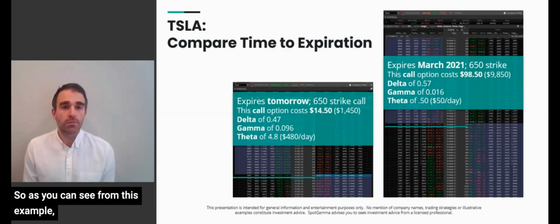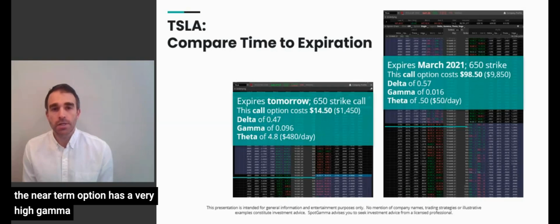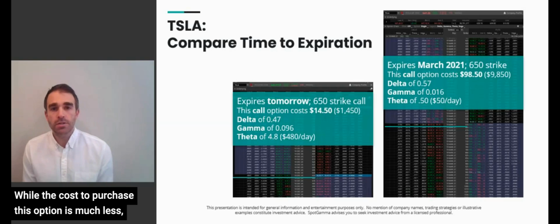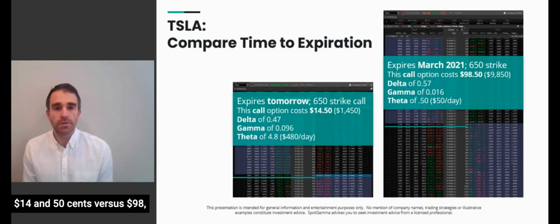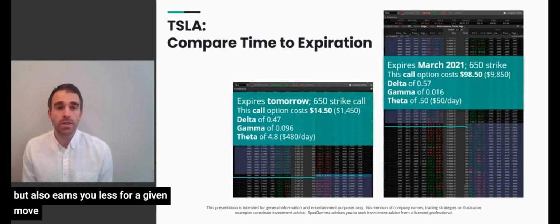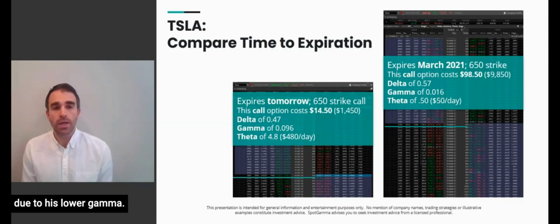So as you can see from this example, the near-term option has a very high gamma but very high theta. While the cost to purchase this option is much less, $14.50 versus $98, you're paying a much higher theta to make a more levered bet. In other words, the longer dated option costs you less time decay but also earns you less for a given move due to its lower gamma.